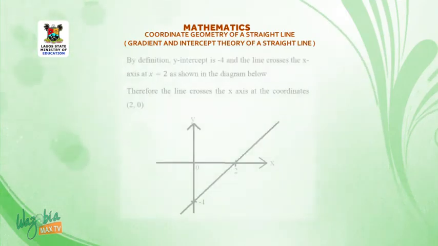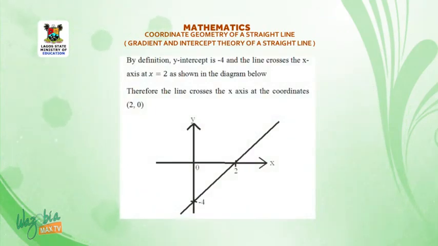By definition, the y-intercept is minus 4. And the line crosses the x-axis at x equal to 2, as shown in the diagram below. Therefore, the line crosses the x-axis at the coordinate (2, 0).